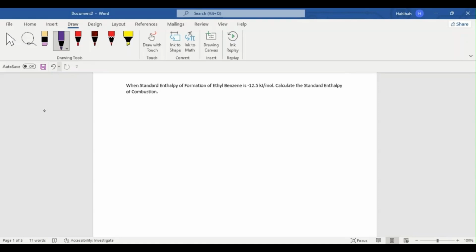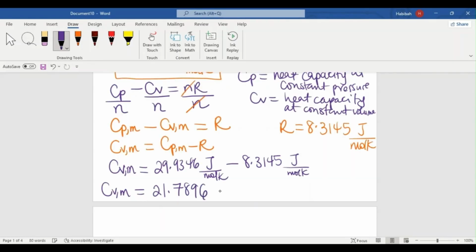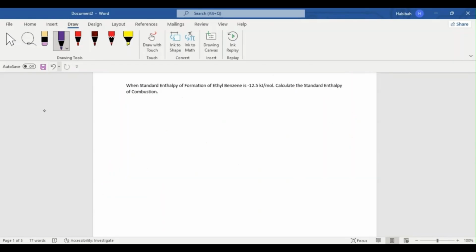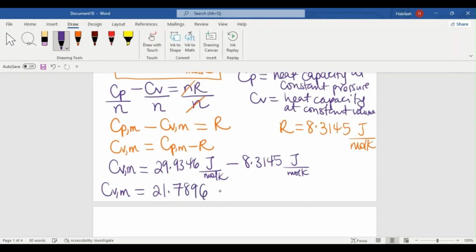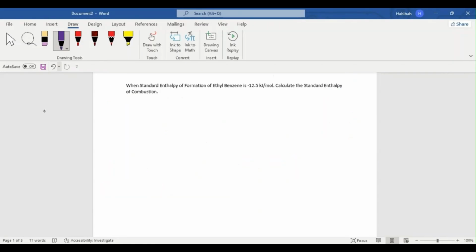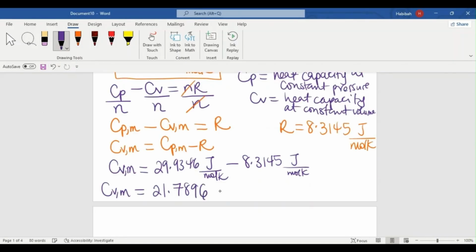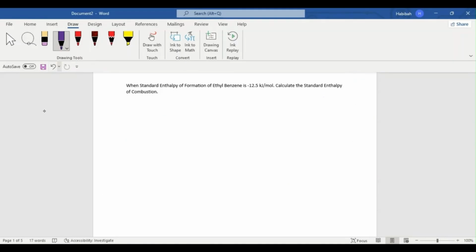We have that to be negative 3148.08 kilojoule per mole. Okay, minus negative 1429.105 kilojoule per mole, plus 12.5 kilojoule per mole. So yeah, all of this information right here, the standard enthalpy of combustion, is going to equal negative 3148.08 minus negative 1429.15 kilojoule per mole, and all of that information plus 12.5 kilojoule per mole.